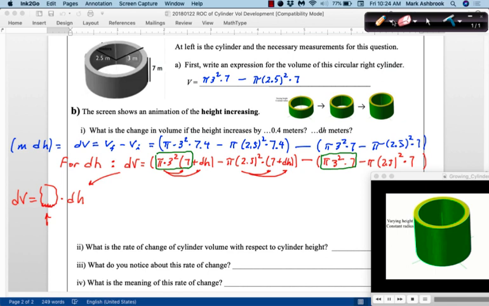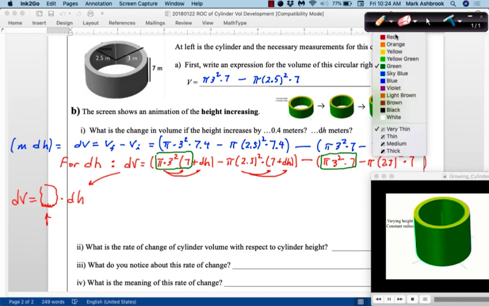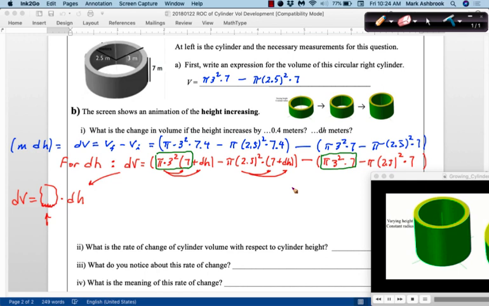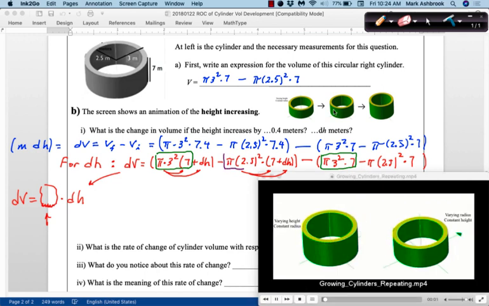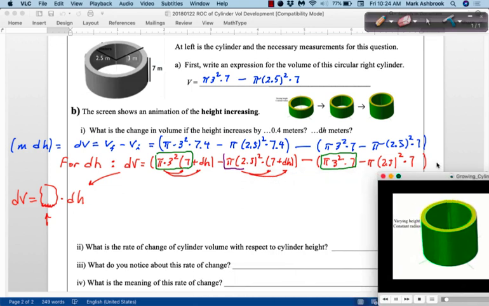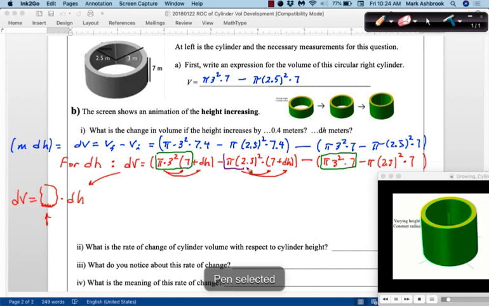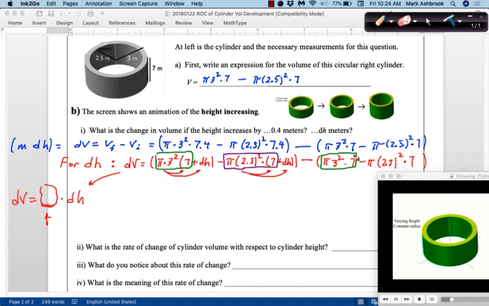I'm feeling colorful today. How about violet? Okay, and then same thing here. Pi times 2.5 squared times 7. What do you notice? Here it's minus, but here it's minus a minus, which is plus. Therefore, that goes away.